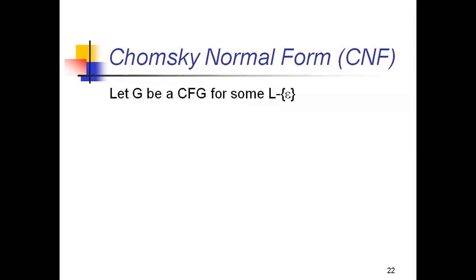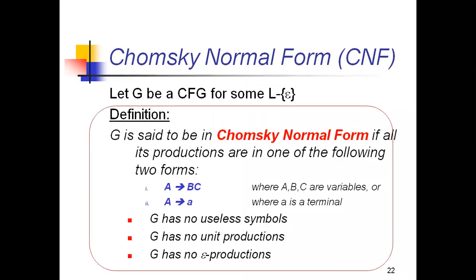In that, we have two types of normal forms, one is CNF and another one is GNF. The normal forms are of two types, CNF and GNF. The abbreviation of CNF is Chomsky normal form. Here, what the Chomsky normal form is: let G be a context free grammar whose language should exclude epsilon.